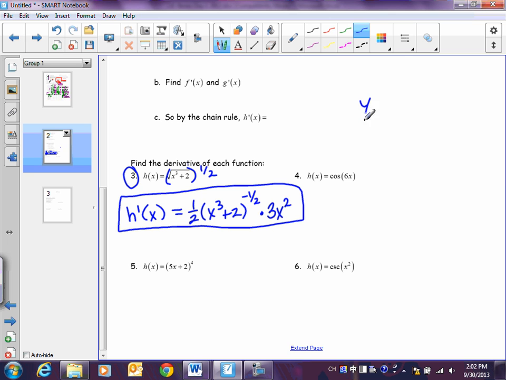Because think of it this way. If my function was something like that, and I wanted to take the derivative of y, I would do 1/2 times 1 like the power rule. Then I would subtract 1. It's just like that, except instead of x, we have a whole other function in its place.